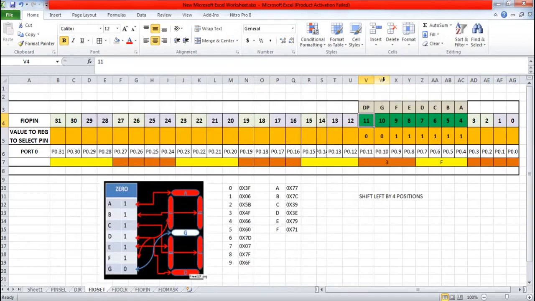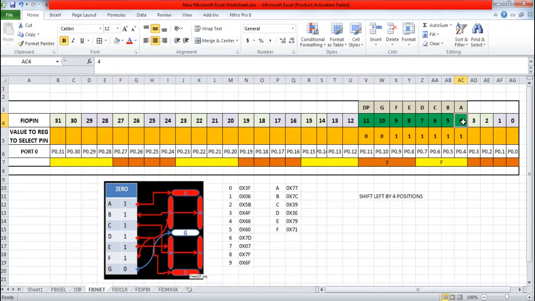Now let us look into the different values that are supposed to be written to the FIO pin register to display a particular number in the 7 segment display. Suppose you want to display 0, then LED segments A, B, C, D, E, F should be activated and the LED G should be inactive.